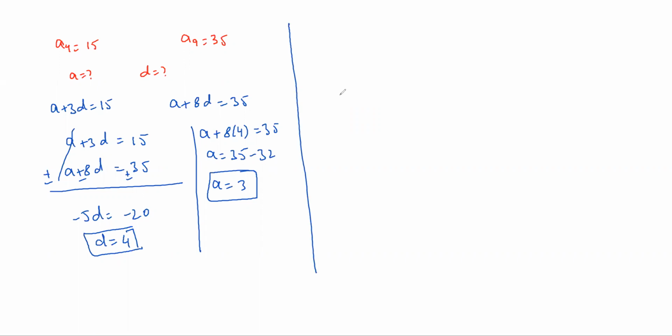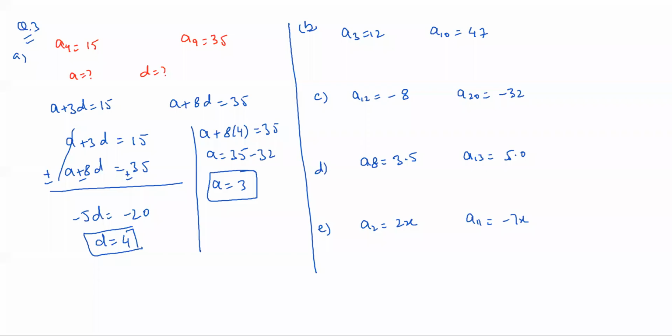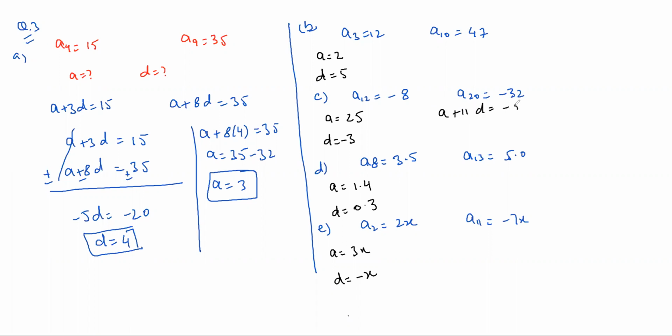Let me write some questions for you here. So try these questions. I can do one more for you if you want. Part C quickly: you have A plus 11D equal to minus 8, and you have A plus 19D equal to minus 32. Solve these, and you will get your answer right.